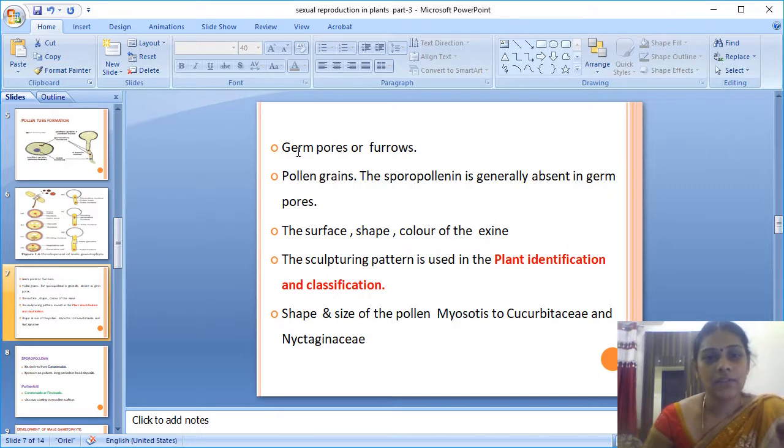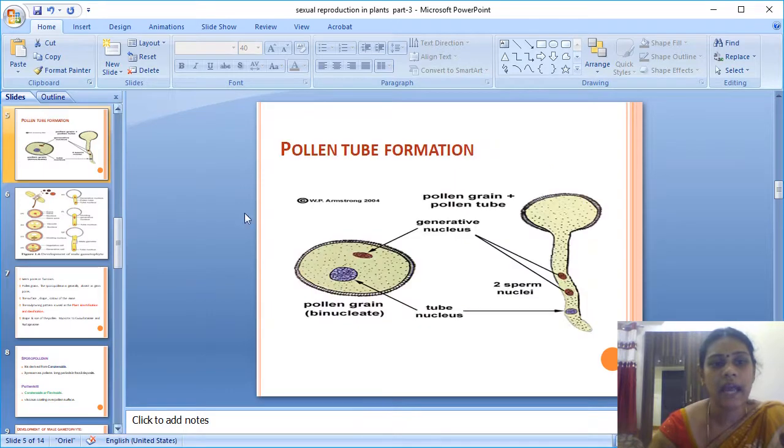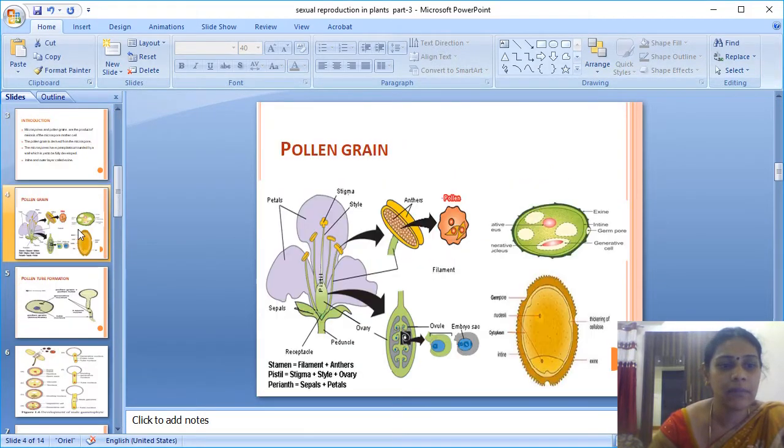The intine layer, I said, is made up of cellulose, hemicellulose, callose, all kinds of materials. If you see the exine layer, it is made up of sporopollenin, pollen kit, and tryphine. These are all wall materials which are very important for the exine. But if you see the germ pores, they do not consist of sporopollenin. Sporopollenin is a wall material of the exine.